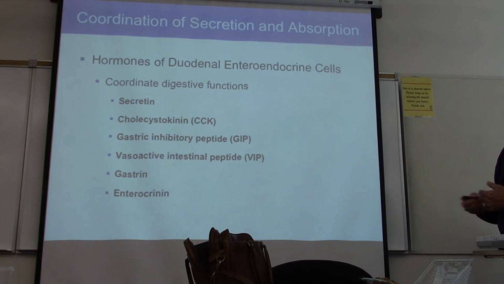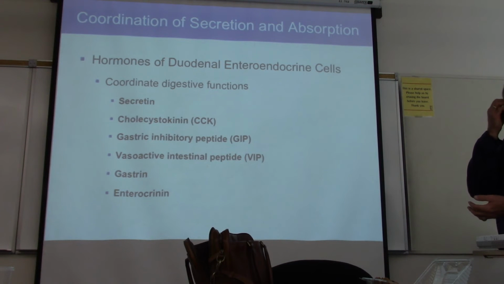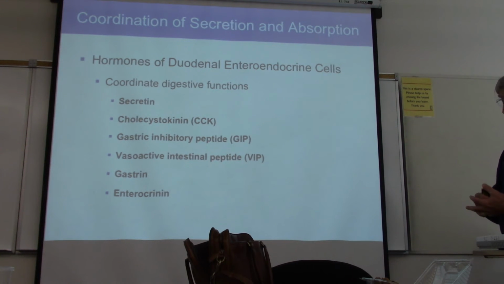The secretin goes and stimulates your pancreas to secrete, and mainly it stimulates it to secrete an alkaline, bicarbonate. Lots of bicarb, right? Bicarbonate is your base. Cholecystokinin is also made from the wall of the duodenum, and it stimulates the gallbladder to empty.